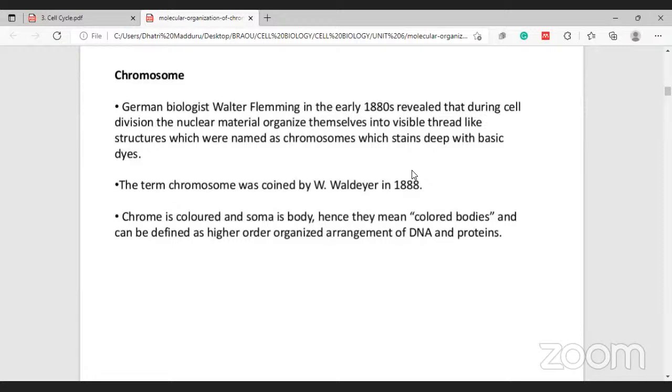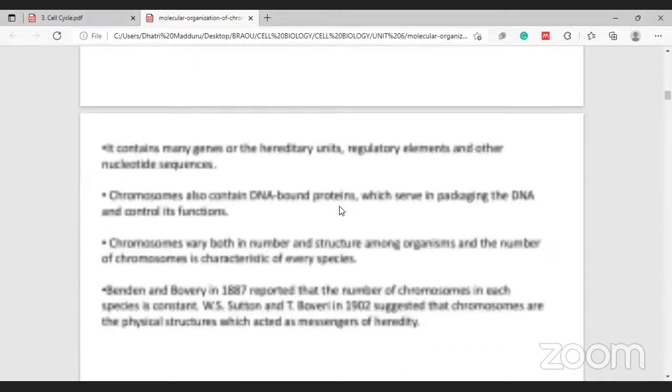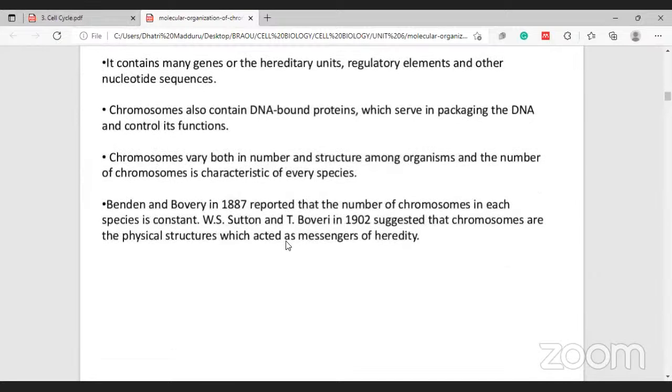As I told you, chrome means color and soma means body, that is, colored bodies. They have DNA and proteins. DNA and protein together are called chromatin. When this chromatin is tightly packed, it forms a chromosome. These chromosomes consist of many genes.